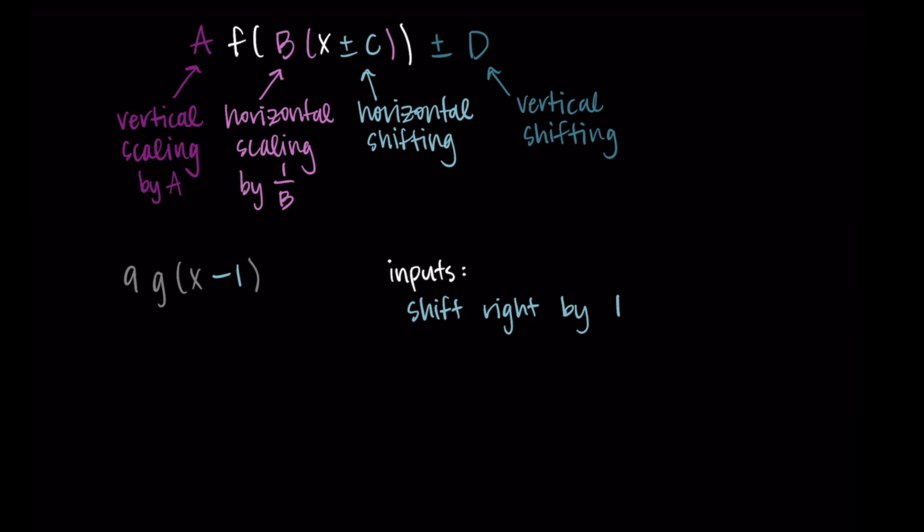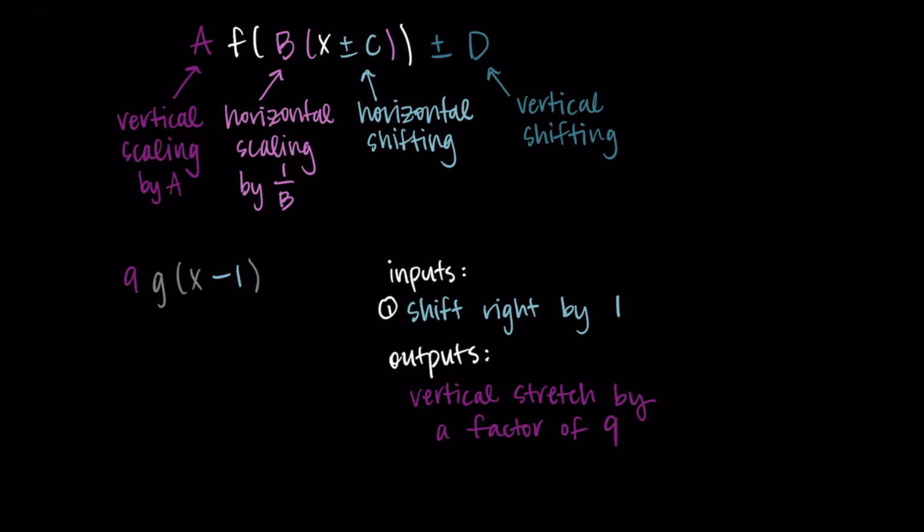That's all of the input transformations, so now we move to the outputs. We have this 9 being multiplied by my outputs, being multiplied by my g of x minus 1, and so this corresponds to some sort of vertical scaling. Specifically, 9 is larger than 1, so we're doing a stretch. We're doing a vertical stretch by a factor of 9. This means all of the outputs are being multiplied by 9, so I really like to write that by a factor of 9, just to indicate that. So we have 2 transformations here, we shift right by 1, and then we do a vertical stretch by a factor of 9.